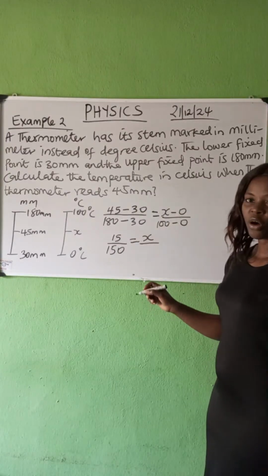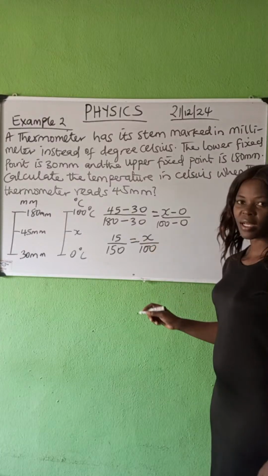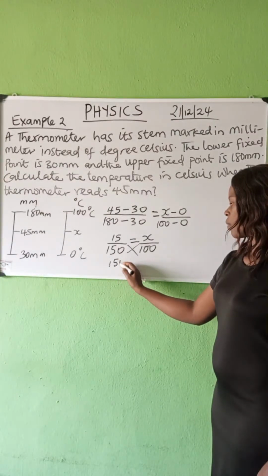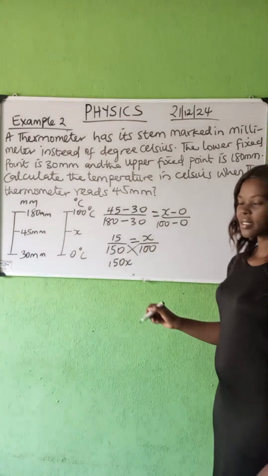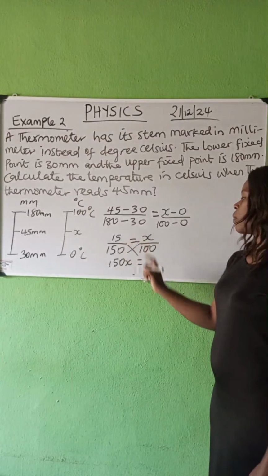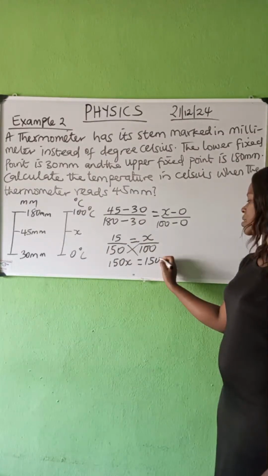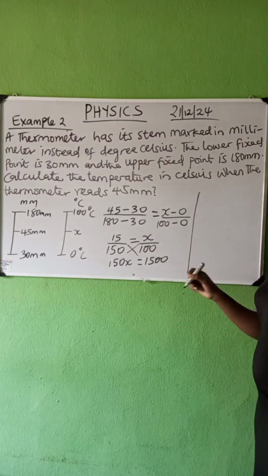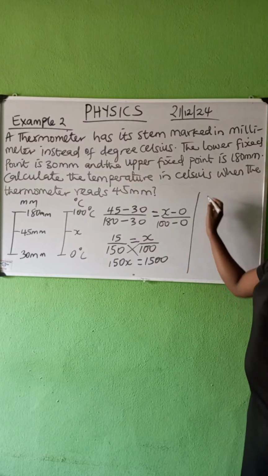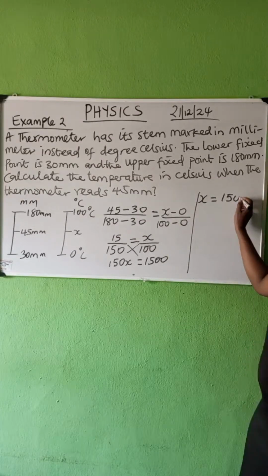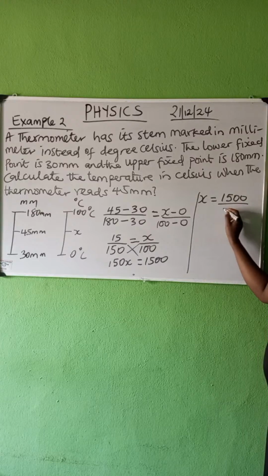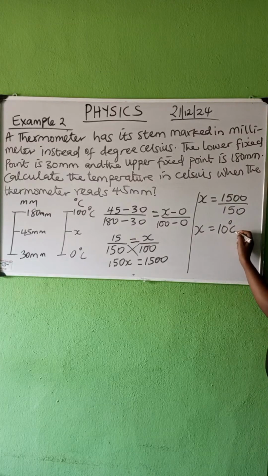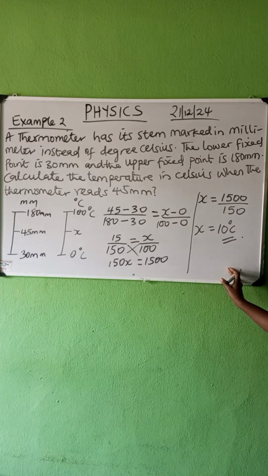Now this is equal to x minus 0 over 100 minus 0, which is 100, right? What are we going to do? Cross multiply. That is 150x, right? X times 150 is 150x, equal to 15 times 100, which is 1500. Now, because we are looking for the value of x, I'm going to divide both sides by the coefficient of x, which is 150. So x is equal to 1500 over 150. By the time you divide, you're going to have 10 degrees Celsius. Is that clear? Do you understand?